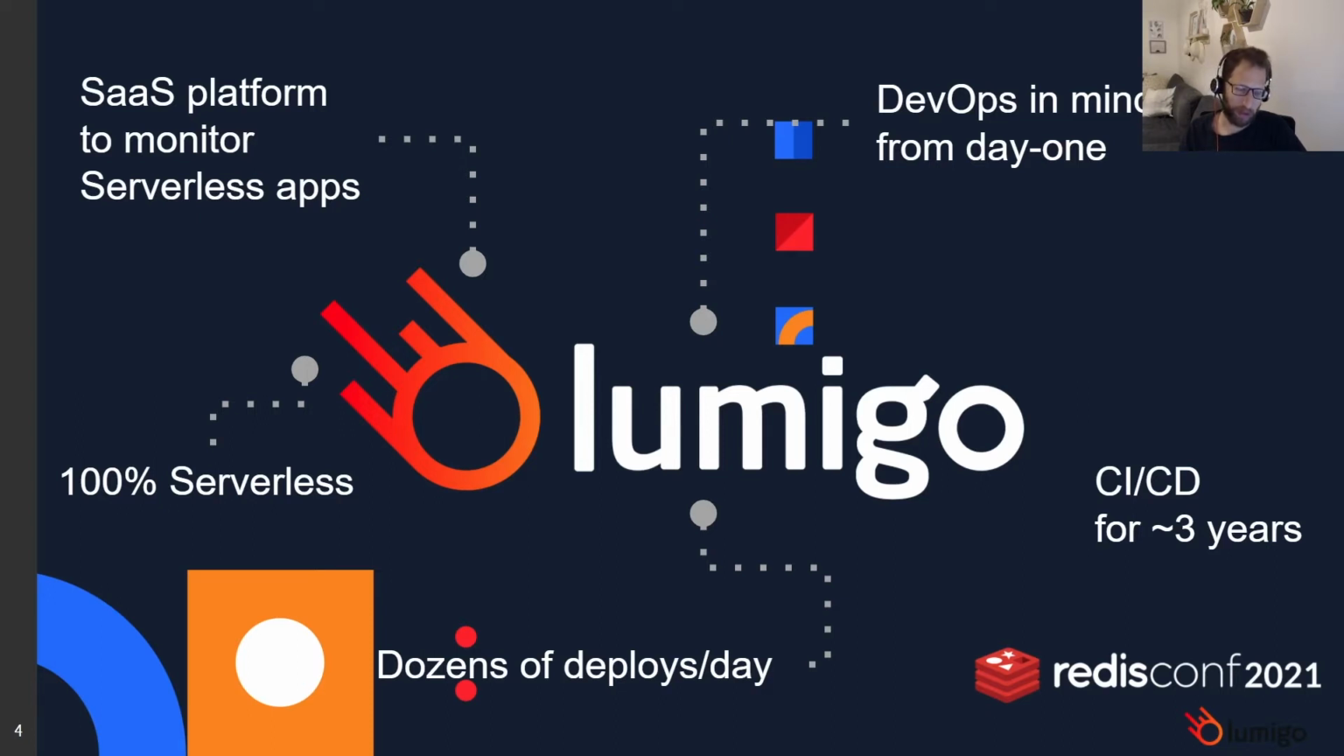When we built Lumigo, we built it with DevOps and an agile way in mind. We're 100% serverless in our backend, and at the end of the day, we're running dozens of deployments a day, and the architecture is based on, as I mentioned, serverless.